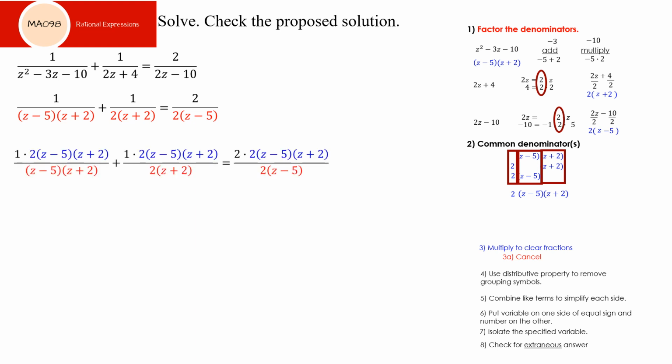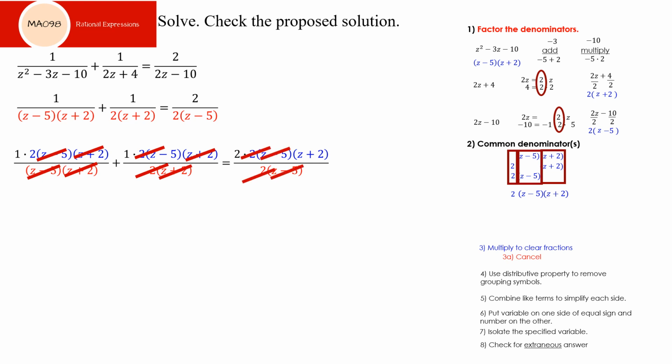Now, we need to multiply to clear the fractions. That means I'm multiplying each fraction by 2 times z minus 5 times z plus 2. You'll notice that in the blue parts. Now we get to cancel, which of course is the fun part because we get rid of a lot of stuff.